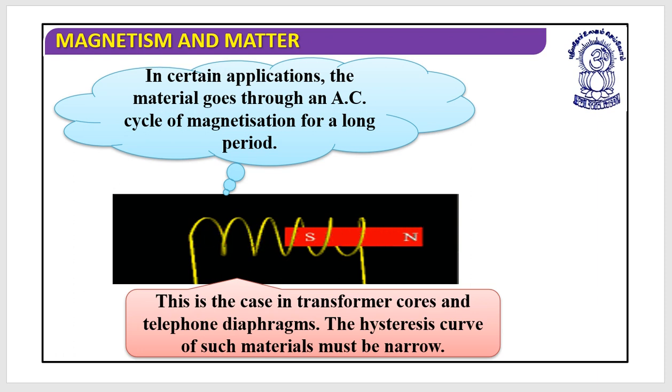You can also see that in certain applications the material goes through an AC cycle of magnetization for a long period. This is the same case in transformer cores and telephone diaphragms. So the hysteresis curve of such material must be narrow, as we have seen. We have seen the hysteresis curve for soft iron. Yes, it is the narrow one. I hope this is clear.